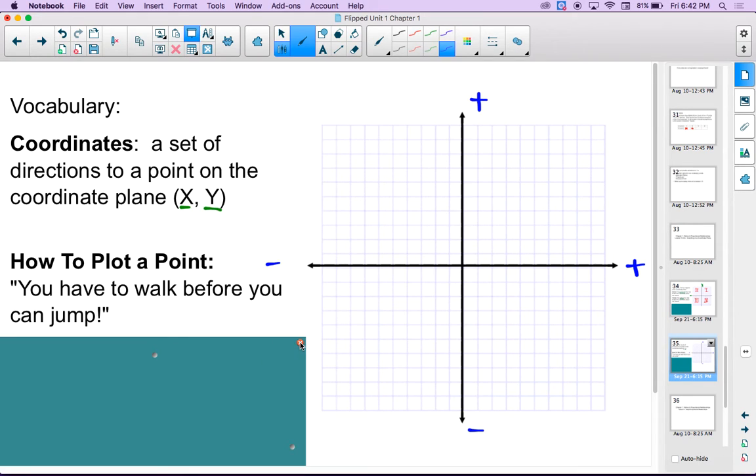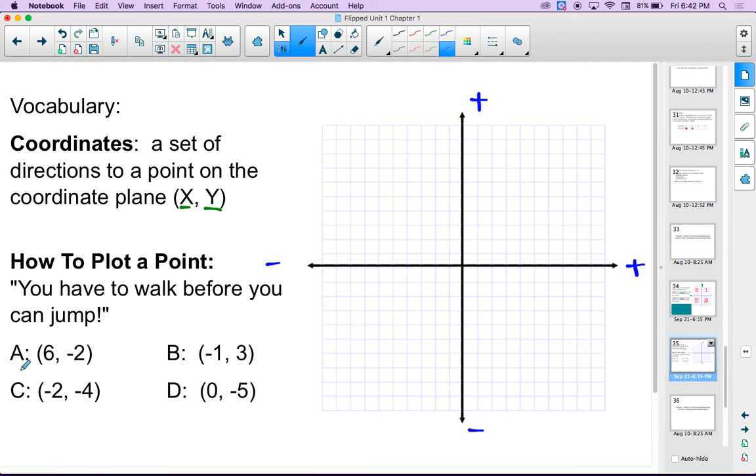Let's plot some points here. We're going to start by plotting point A. Point A, the coordinate pair is 6, -2. So we're going to start at the origin. We're going to walk +6 and jump -2. So we always start here at the origin. We walk +6, 1, 2, 3, 4, 5, 6. And then we're going to jump -2, 1, 2. Put your point, label it point A.